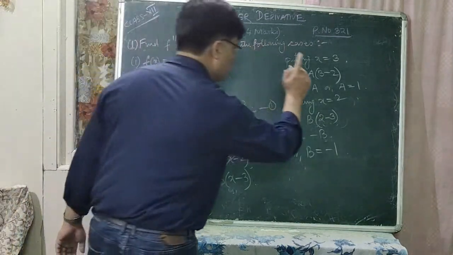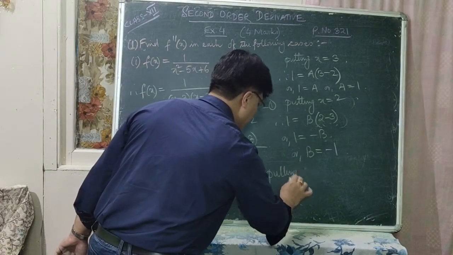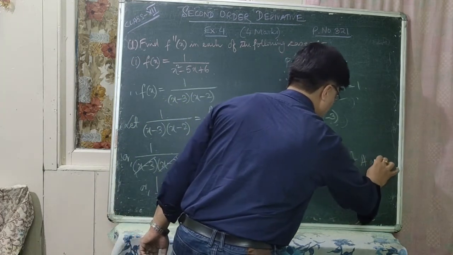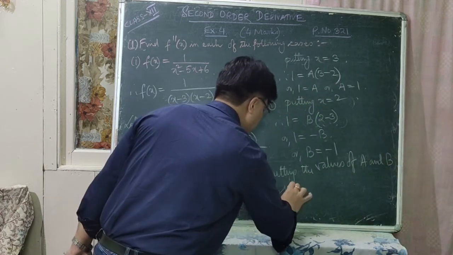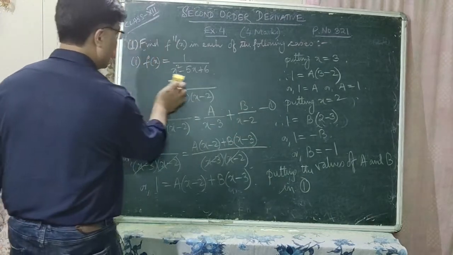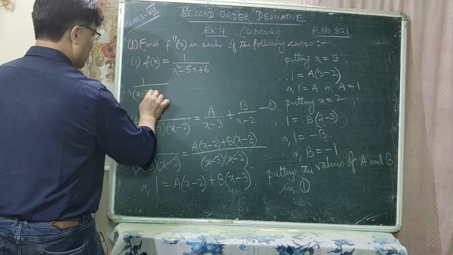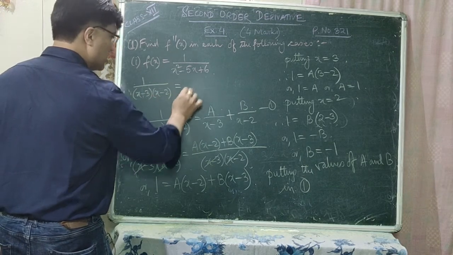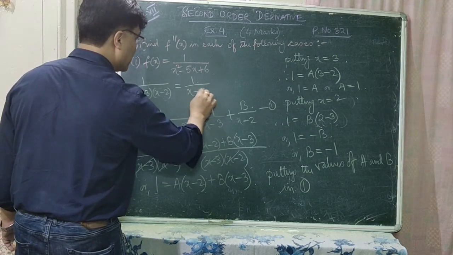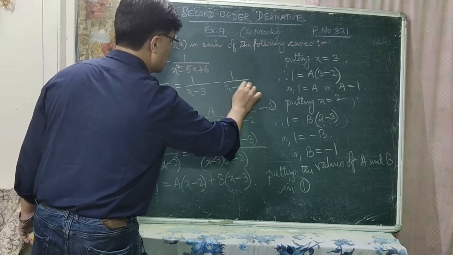Okay, so you put the values of A and B in 1. Putting the values of A and B in number 1. ल 1 मा हालौं अब. यो 1 मा हाल्ने. त 1 मा हाल्दा कति भयो? Therefore 1 upon x minus 3 into x minus 2 is equal to, what is capital A? It is 1. 1 upon, what was the first factor? X minus 3. Since B here is minus 1, so plus minus 1 upon x minus 2.